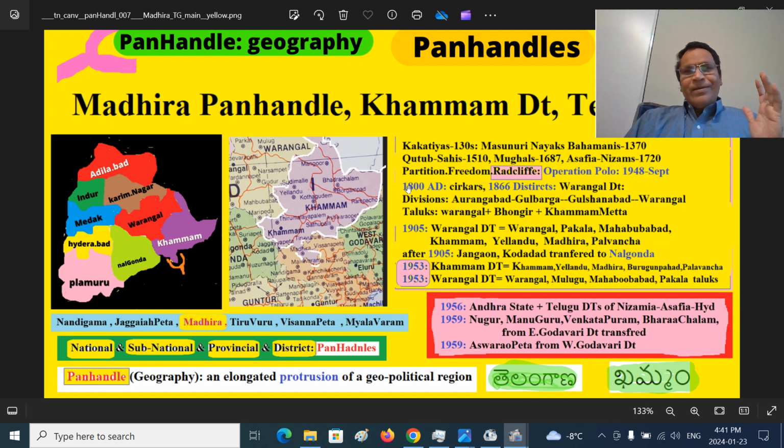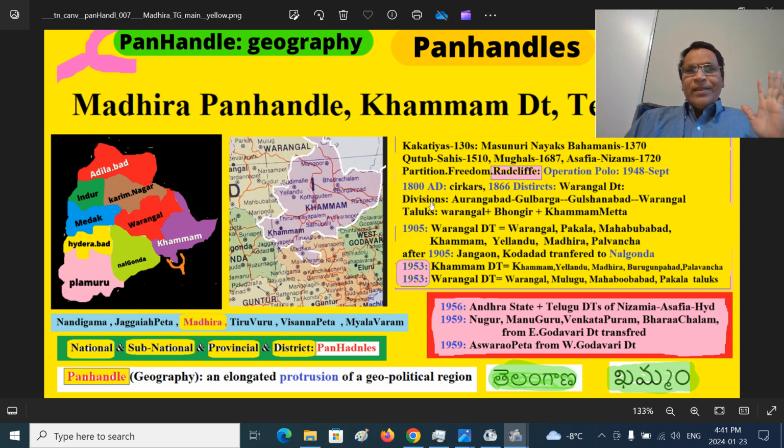1800, the British consolidated, and the Nizam took the British model. Previously, these various regions were called sarkars during the Islamic imperial rule. Then in 1866, district formation was started by the Nizam, and Warangal district was formed. At that time, Warangal district was a very big district. This entire area is Warangal district.